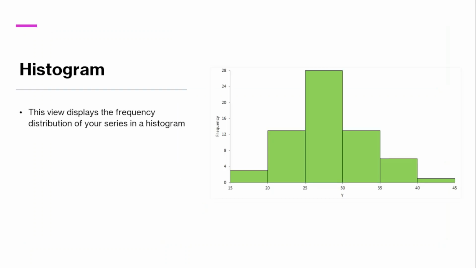The first thing we generally use in descriptive statistics to describe and characterize our data is the histogram. The histogram displays the frequency distribution of the series or the data you have. It divides the series range into a number of equal length intervals or bins and displays a count of the number of observations that fall into each bin. So from the histogram we can easily identify whether our data is normally distributed or not.